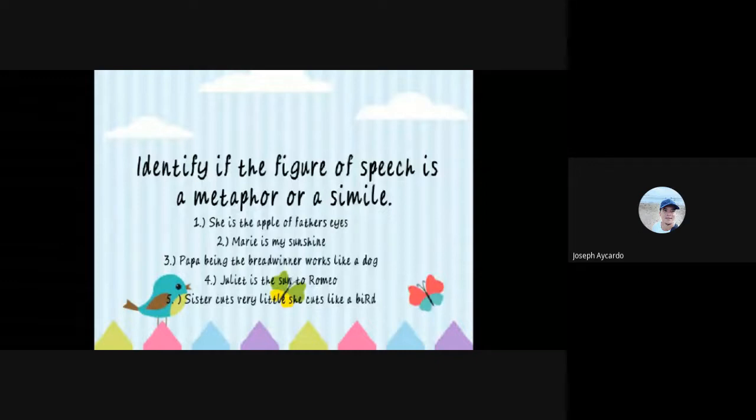Identify if the figure of speech is a metaphor or a simile. Number one, she is the apple of father's eyes. Number two, Marie is my sunshine. Number three, Papa, being the breadwinner, works like a dog. Number four, Juliet is the sun to Romeo. Number five, sister eats very little. She eats like a bird. After 3 or 5 minutes, let's check your answers.